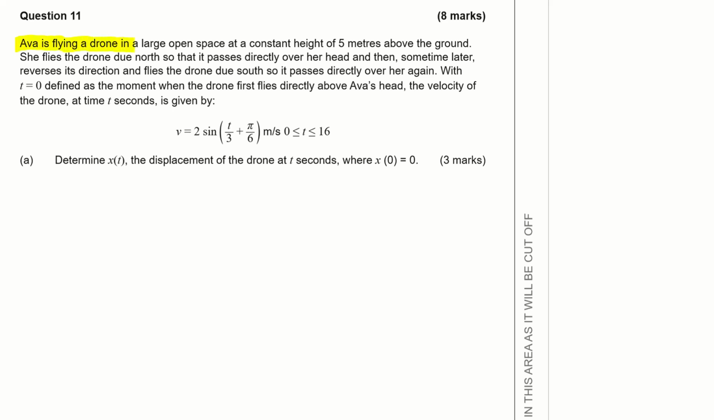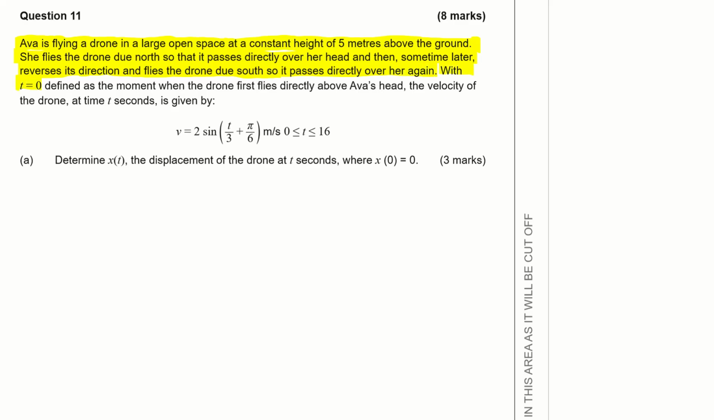Ava is flying a drone in a large open space at a constant height of 5 meters above the ground. She flies the drone due north so that it passes directly over her head, and then sometime later reverses its direction and flies the drone due south so it passes directly over her again.